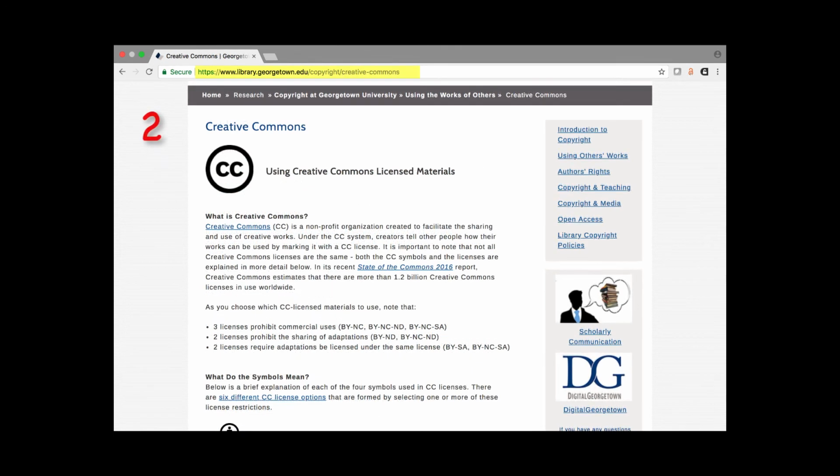Second, some materials have a Creative Commons or other open license that allows materials to be reused with few or no restrictions. For materials found online, check the website's terms and conditions to see whether the work may be used for non-commercial educational purposes.